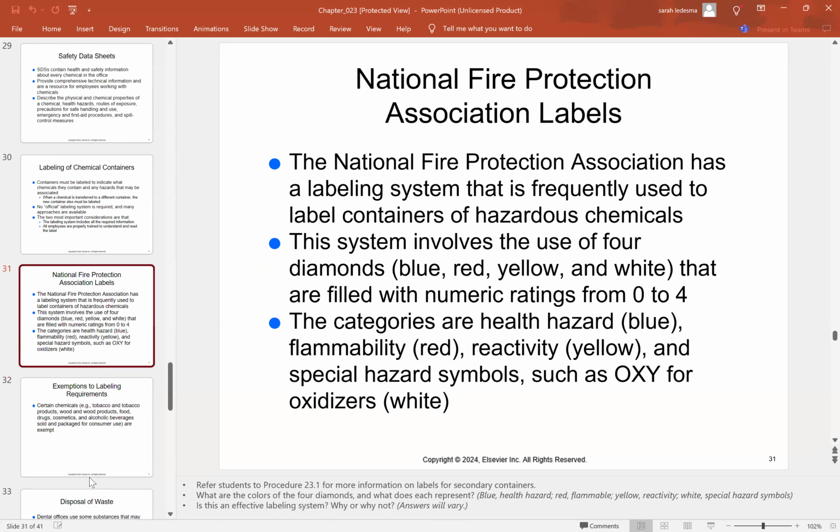The National Fire Protection Association has a labeling system that is frequently used to label containers of hazardous chemicals. The system involves the use of 4 diamonds, blue, red, yellow, and white, that are filled with numeric readings from 0 to 4. The categories are health hazard, flammability, reactivity, and special hazard symbols.